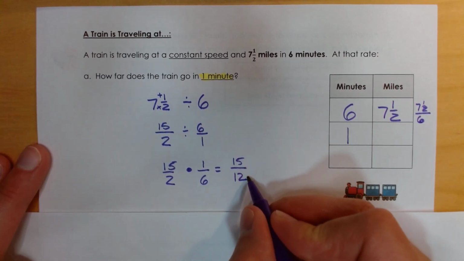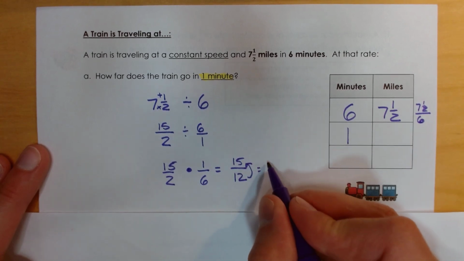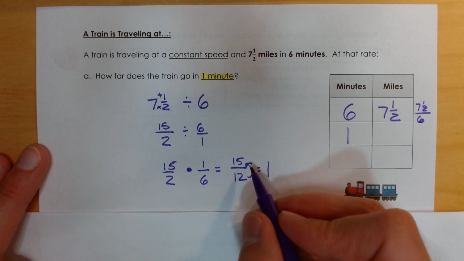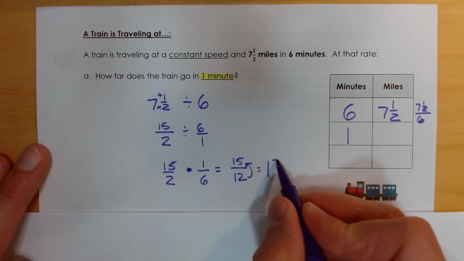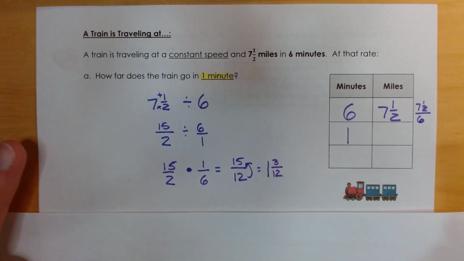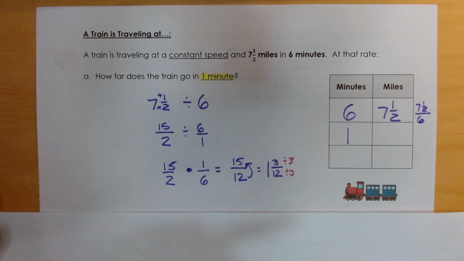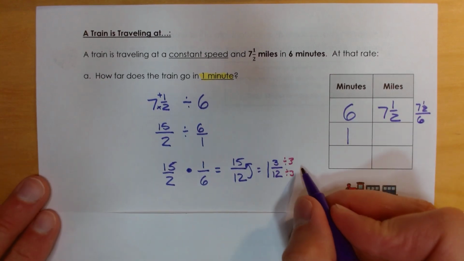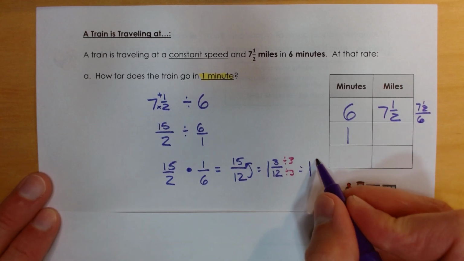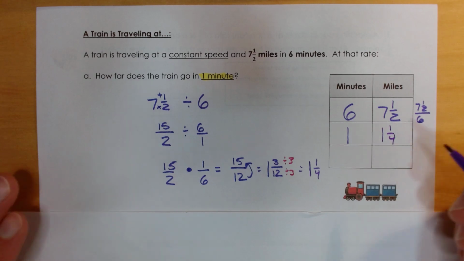So I'm going to convert this back into a mixed number. How many 12s go into 15? Well, that would be 1. 1 times 12 is 12. That means I'm 3 away from 15 still. So 1 and 3/12ths, which we can also simplify a little bit further because there is a common factor for 3 and 12. So we can divide each one by 3. And so we get a final answer of 1 and 1/4. So this train is traveling 1 and 1/4 miles per minute.